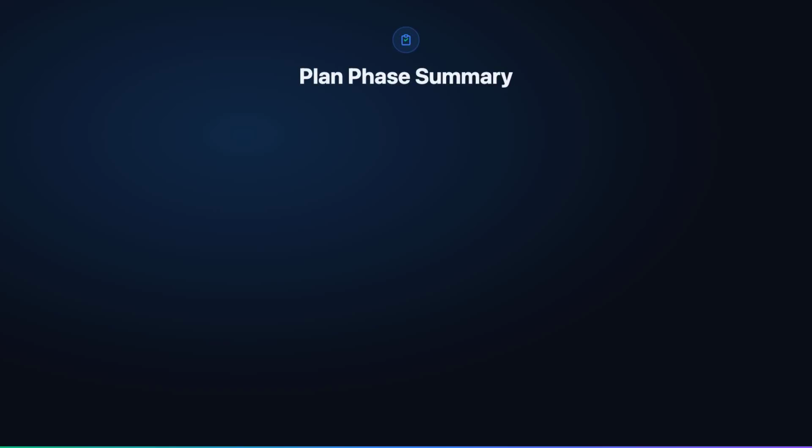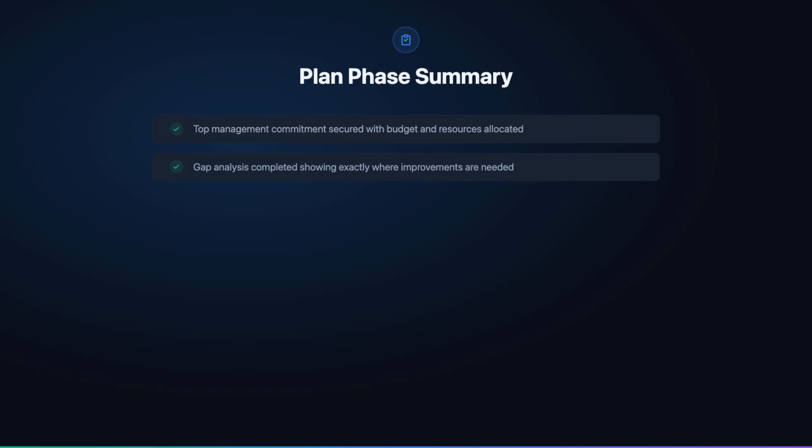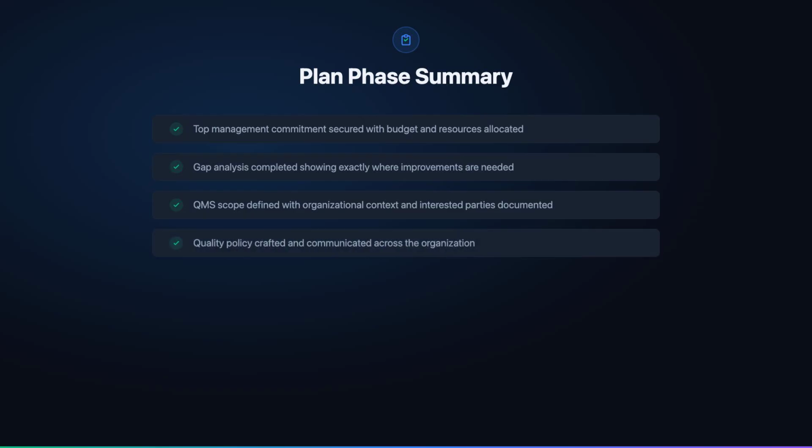Let's recap the key outcomes of the plan phase before moving on to implementation. First, top management commitment is secured with dedicated budget, resources, and genuine leadership engagement in the quality management process. Second, a thorough gap analysis is completed, giving you a clear roadmap of exactly where improvements are needed to meet ISO 9001 requirements. Third, the QMS scope is clearly defined, with the organizational context and all interested parties identified and documented. And fourth, a quality policy is crafted that aligns with the organization's strategic direction and is effectively communicated at all levels.